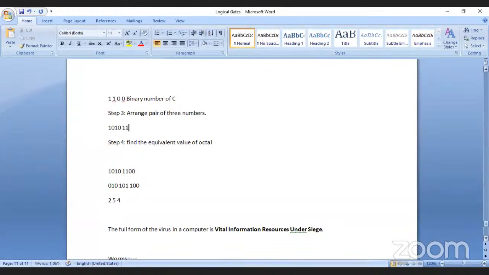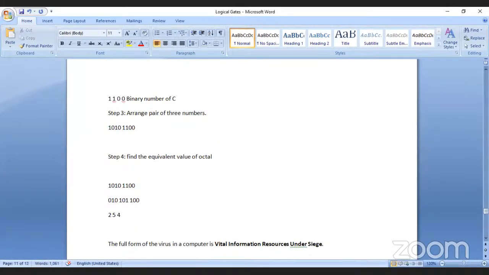The next case, what did we get? 1100. So this is the value of A. These four binary digits represent A, and 1100 represents C. Understand? In this way I have to write.